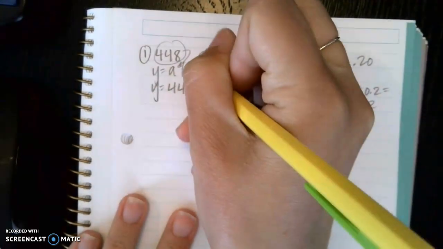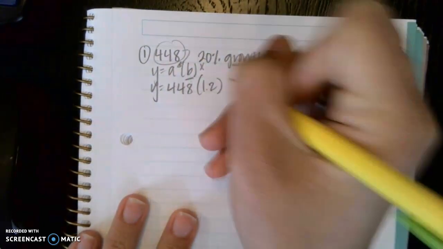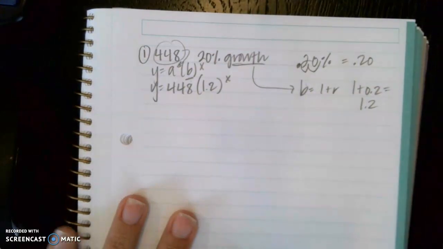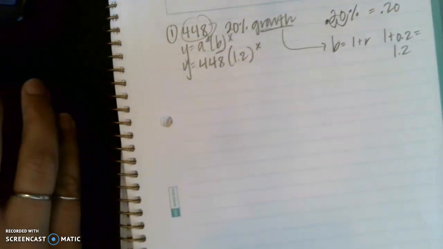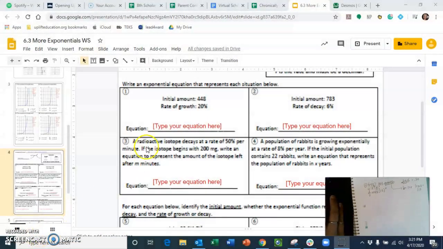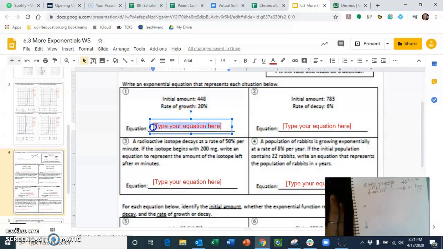So that's going to be my growth factor. That's going to go in my parentheses, and then I'm going to add my exponent x. So my final answer is going to be 448. What you'll do is you'll delete all of this. I'm going to type in y equals 448, parentheses 1.2, and to get to the x, it's not going to be like in Desmos where when you push the caret button, it goes up into a superscript. You'll just have to have the little caret like that, and that will still count for me. I'm going to put the little x like that. Okay. 448 times 1.2 to the x.